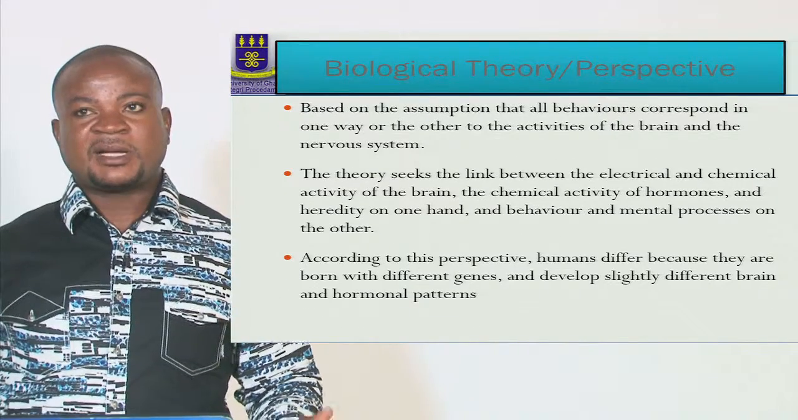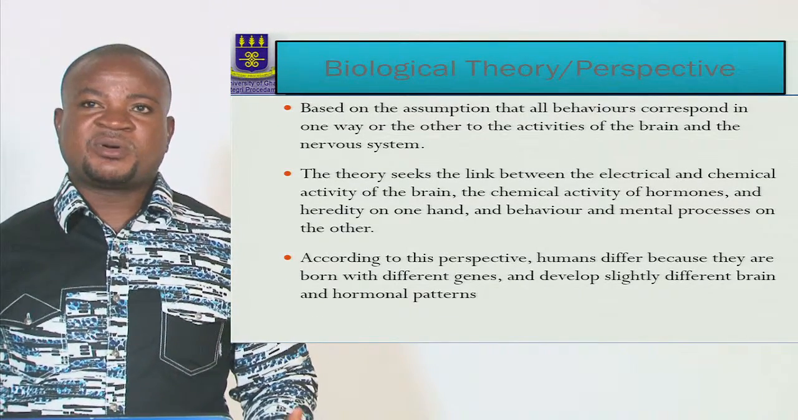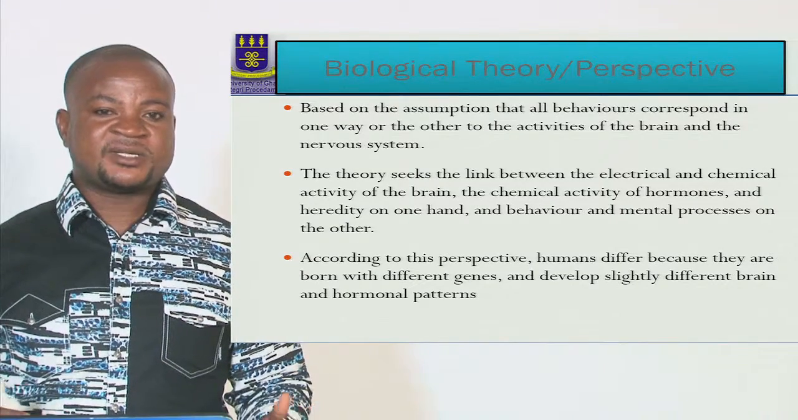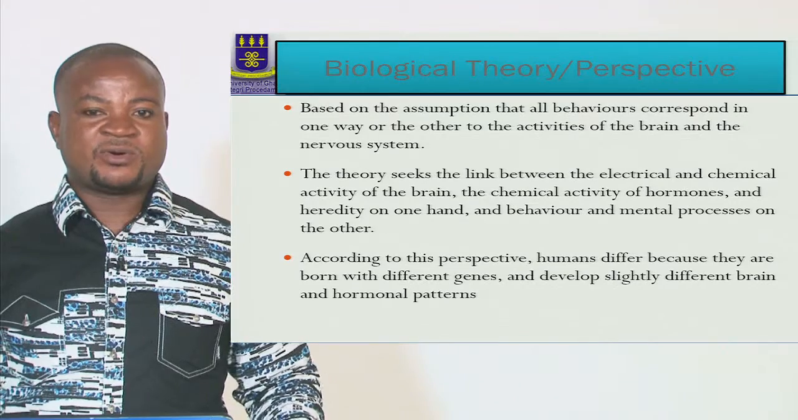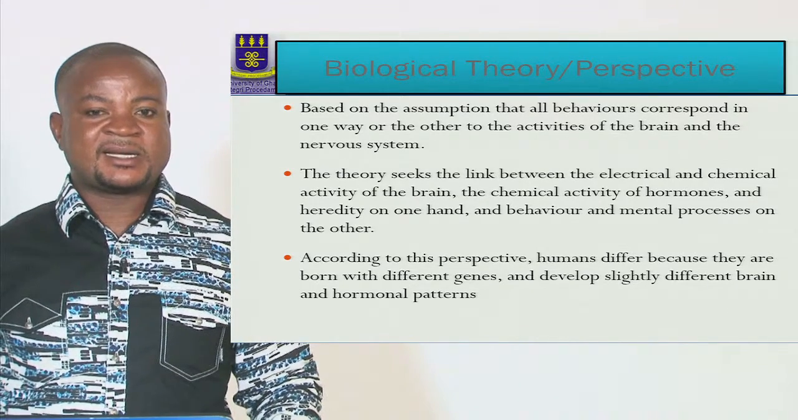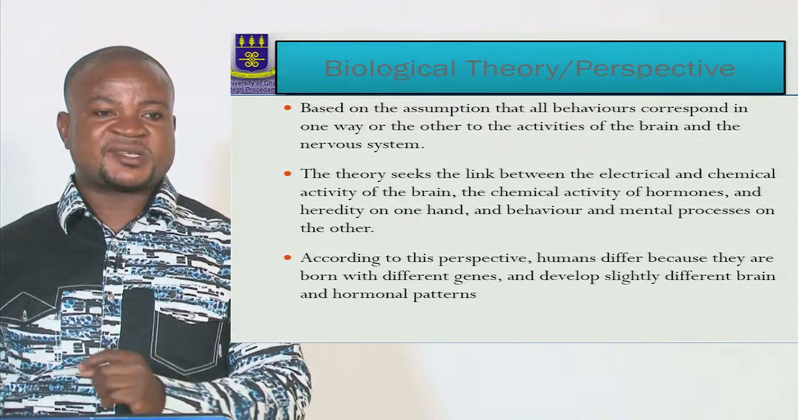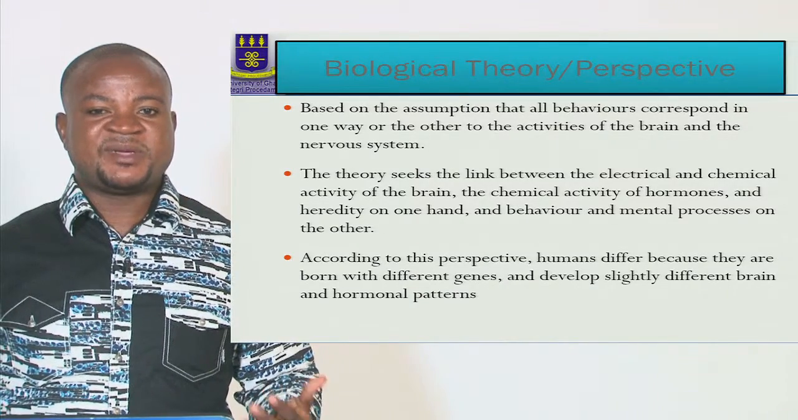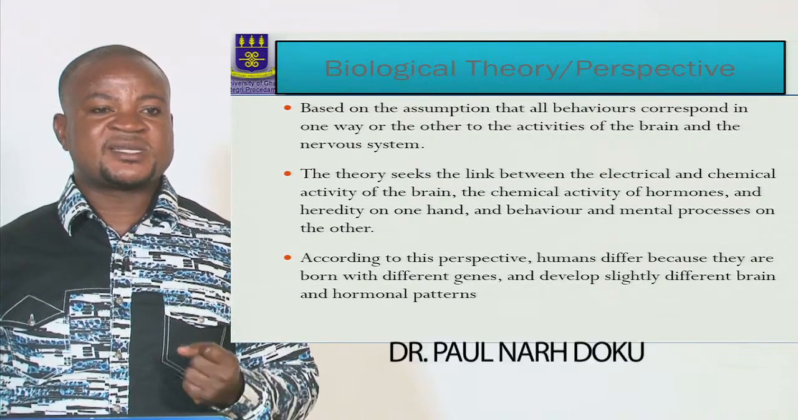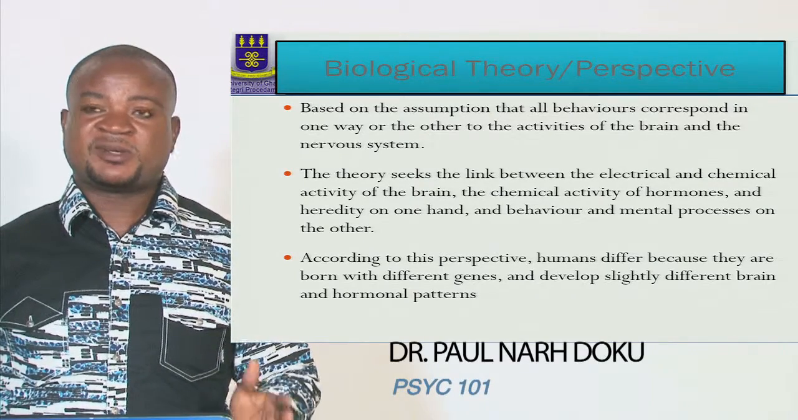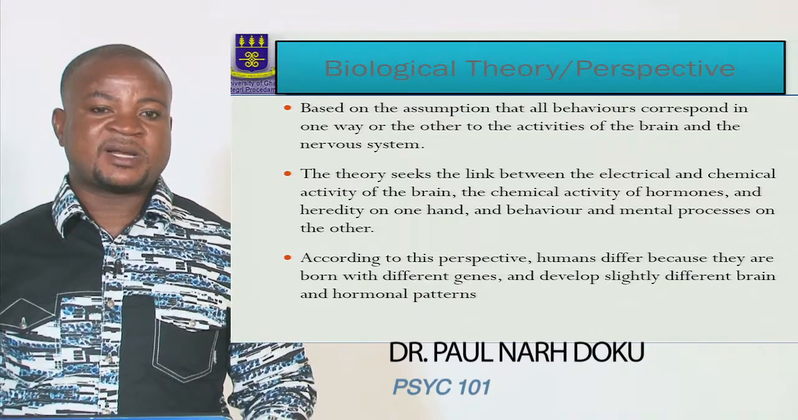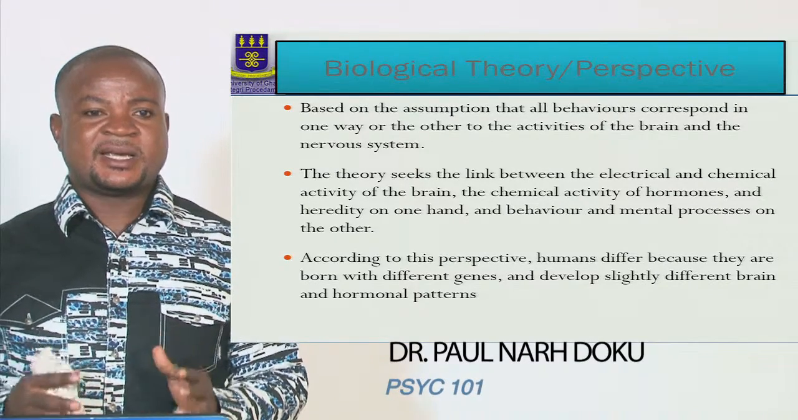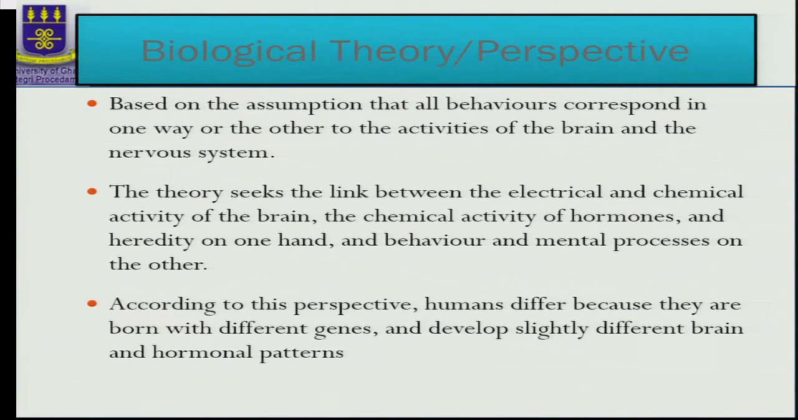So they seek to understand the link between both electrical and chemical activity of the brain, the chemical activity of hormones, and heredity on the other hand, and the influence they have on behavior and mental processes. So they believe that human beings differ because we are born with different genes and we develop slightly different brain and hormonal areas. So the explanation, as you can see, is basically on the biology, our genetic makeup, most often which we do not have control over.